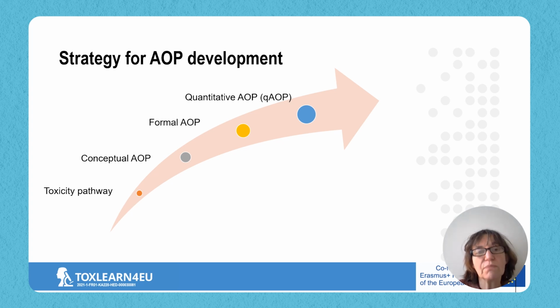Once you have your concept and you have added it to the AOP Wiki, you will try to get it formalized and try to get the weight of evidence into that one. And then finally, to get from a formal AOP to a quantitative AOP, you need to look at all the dose-response relationships between the different key event relationships. Meaning that you will say at this point the pathway will go through to the next step.